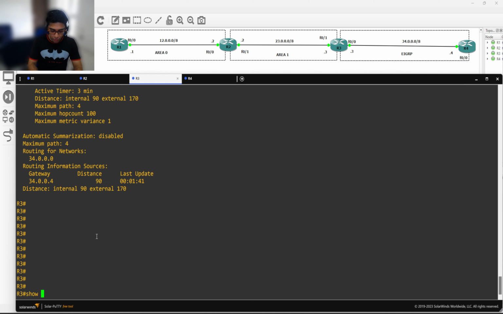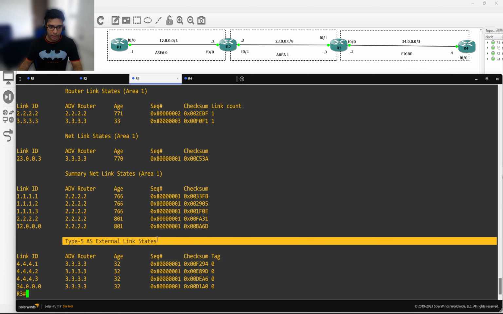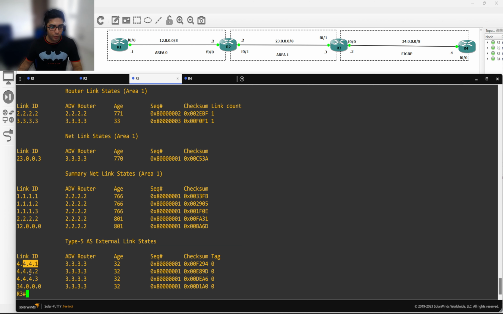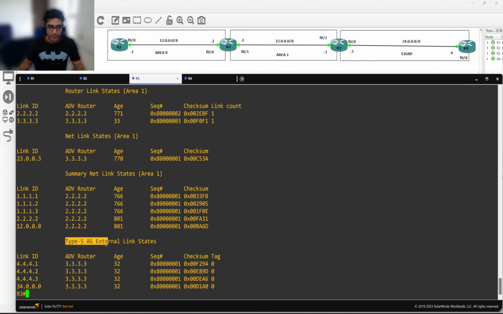Now, if we do a show IP OSPF database, we will see that it has a type 5 LSA created as well, which has the external networks 4.4.4.1, 4.2, 4.3, and 34 are all part of the EIGRP network, and R3 is talking about these networks through a type 5 LSA. And as I mentioned, type 5 LSA does not belong to an area.